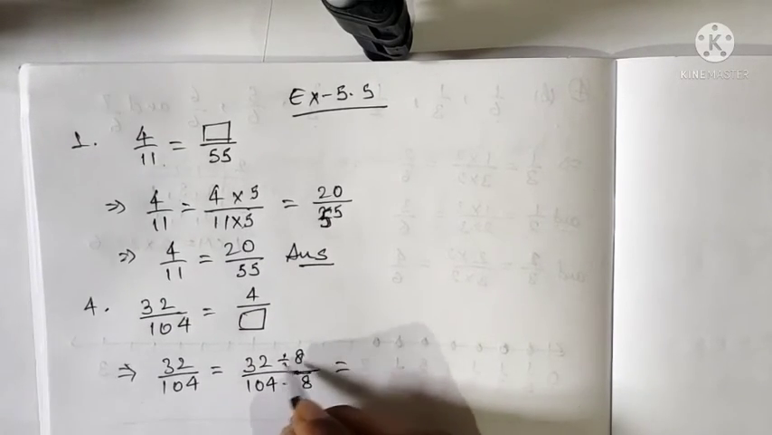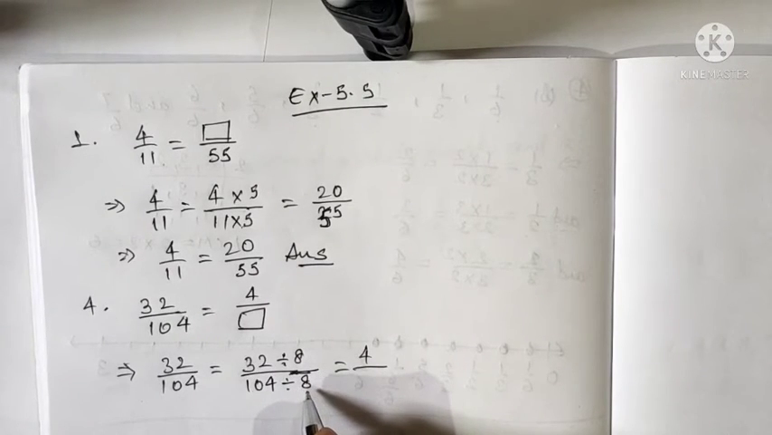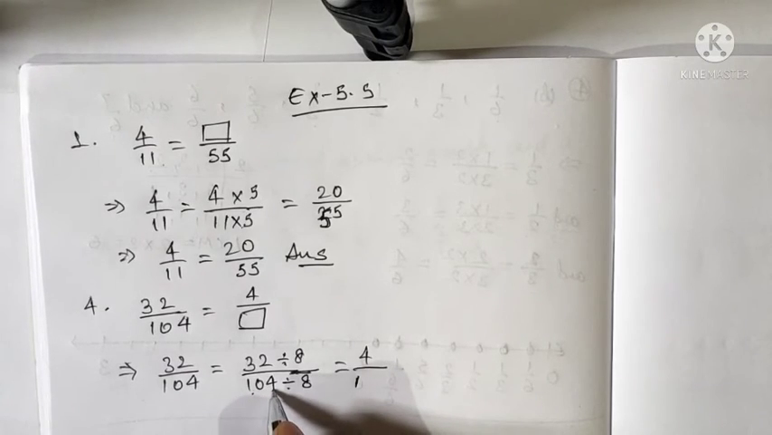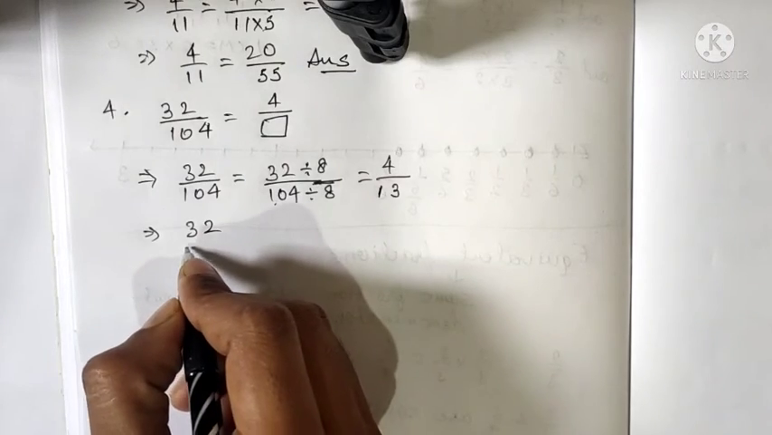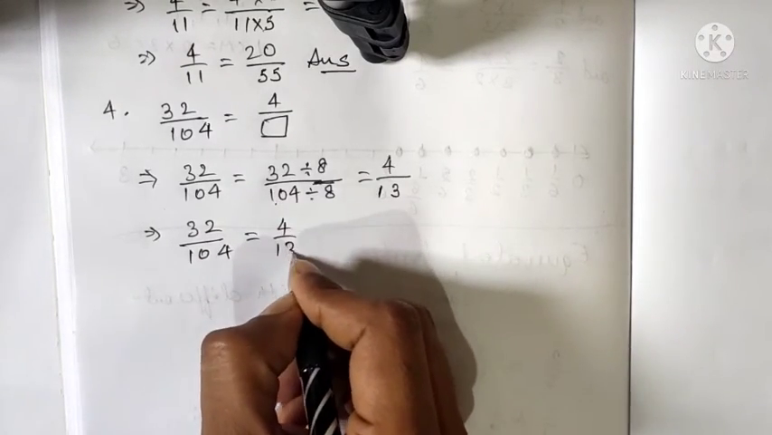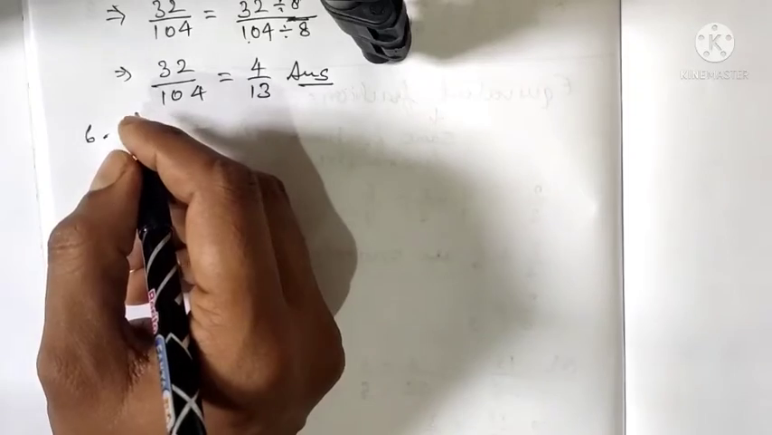Then it will be, 8 4s are 32, 4 by 8, 1 the 8, 2 remainder 24. So 8 3s are 24, then it will be 13, means 4 by 13. That implies 32 by 104 will be equal to 4 by 13. Simple. Now question number 6.